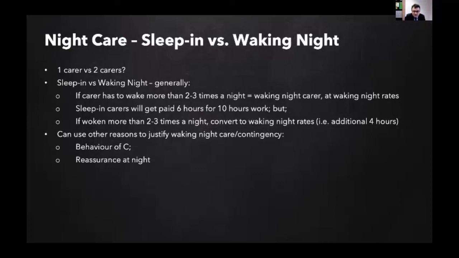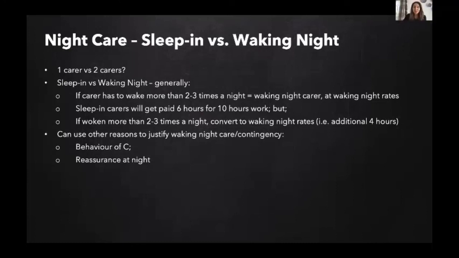The core difference in terms of quantification is that a sleep-in carer who is expected to be asleep will be paid 6 hours for a 10-hour shift on the basis that they're not paid for the periods where they can be expected to be sleeping. Whereas a waking night carer is paid for the full 10 hours. So where there's a debate between sleeping and waking night, you're really talking about an extra 4 hours care per day, of course, 8 hours per day if it's double up. But that's the core difference.